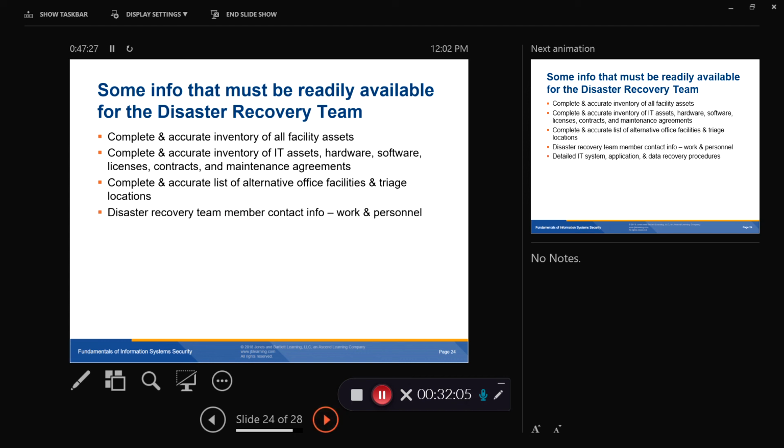Disaster recovery team member contact information, both their work contact information, who they are, what they do, what their roles are. Do they know what their roles are? Have they been trained in their roles in terms of disaster recovery?